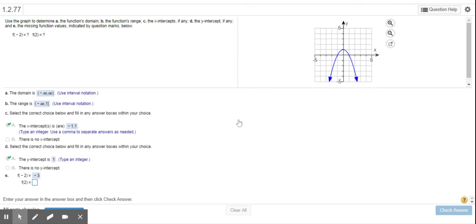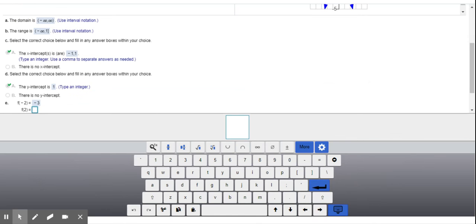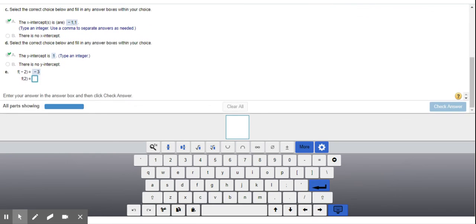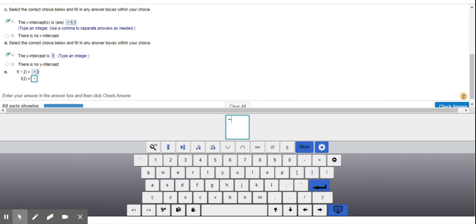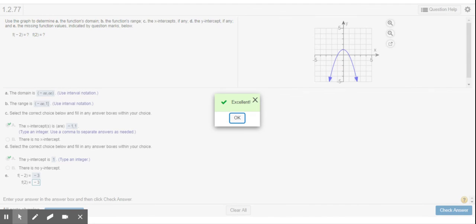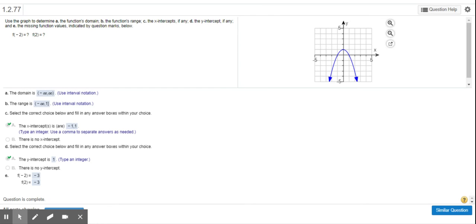All right. And then one more, f of 2, same question. What's the y value when x is 2? So also -3. Okay. All right, we'll check our answer on that. Good. Okay. Let me know if you have other questions.